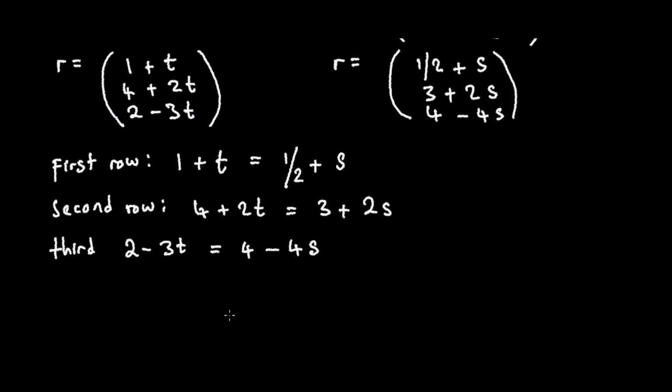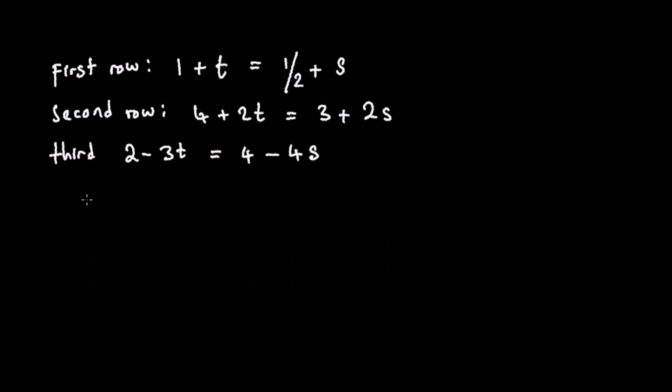So what we do here is we take any two equations. We can take the first row and the second, first and third, third and second, however you elect to do. But since there is a fraction here, I think it is better to take the first and the second row. So consider the first and second row. We want to solve simultaneously.